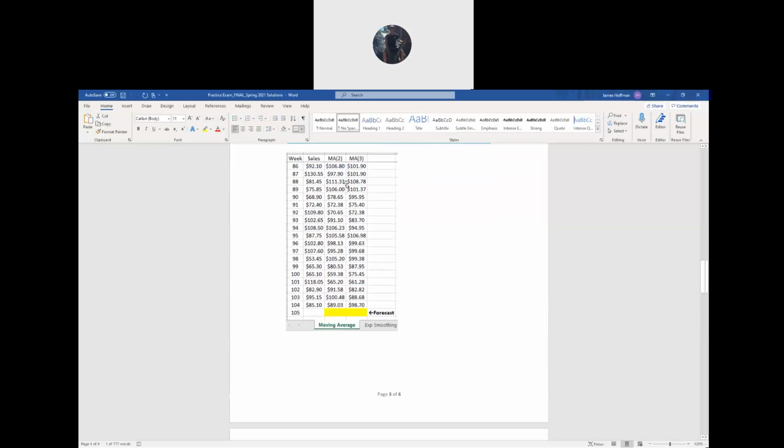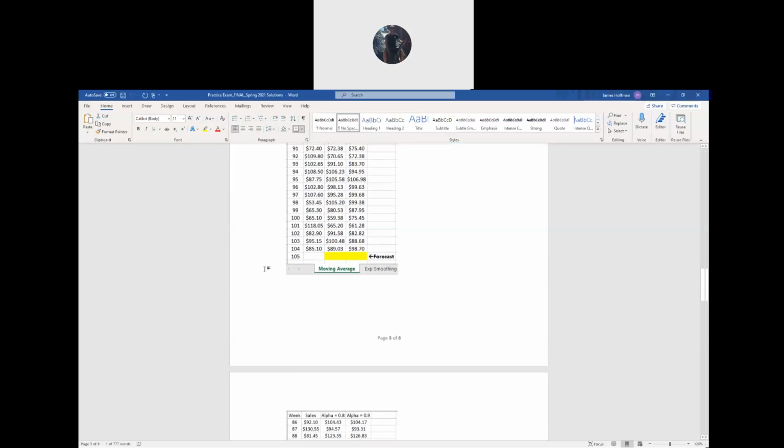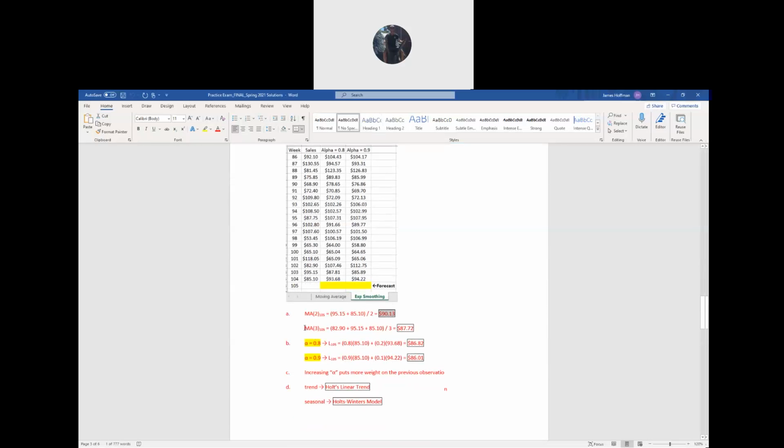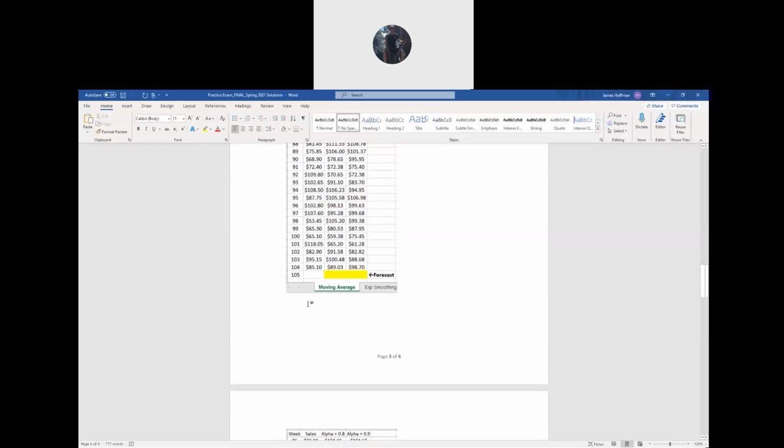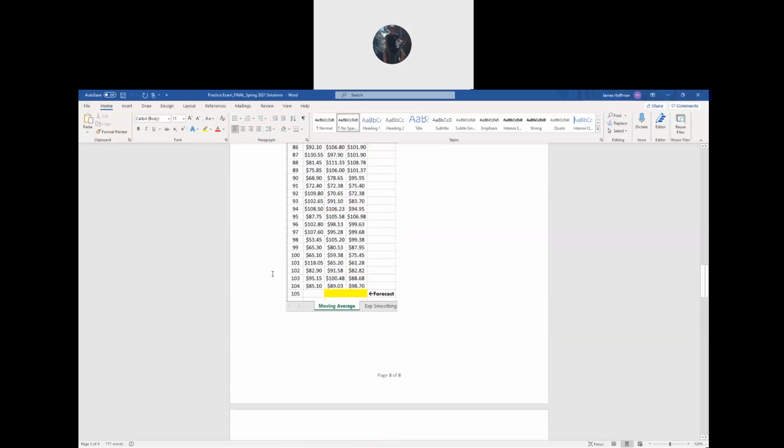Okay, so for the moving average, you don't need to use the actual moving average columns in your calculation. Just take the appropriate average of whatever it specifies. So MA2 is the average of the last two. Then MA3, you can probably guess, is the average of the last three. So the MA3 forecast of week 105 is the average of the last three sales data, which is 102, 103, and 104. So you want this plus this plus this, and a moving average of 3 is just divide that by 3.